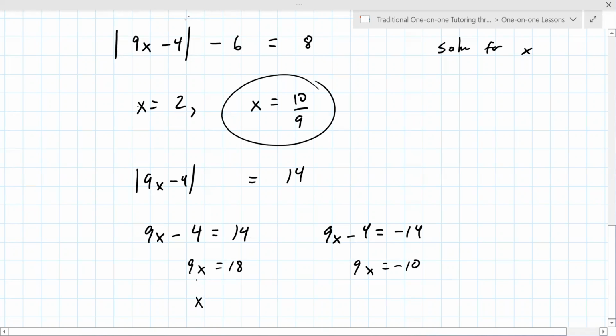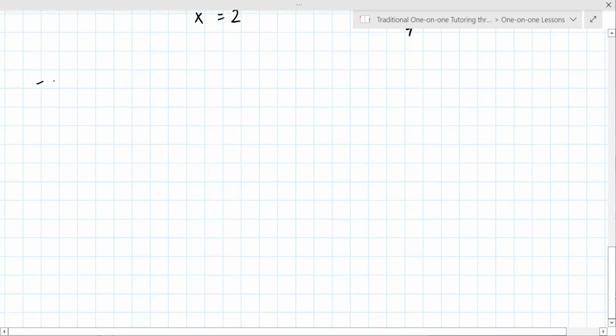But again, for time savings here, you don't want to write divided by 9. You just want to know, okay, I'm dividing by 9, so it's 2. Dividing by 9, so it's minus 10 ninths there. So that will do it. Okay, great. So let's move on to another thing related to absolute value.